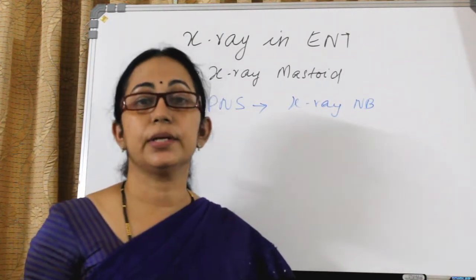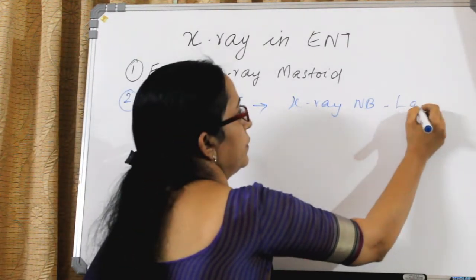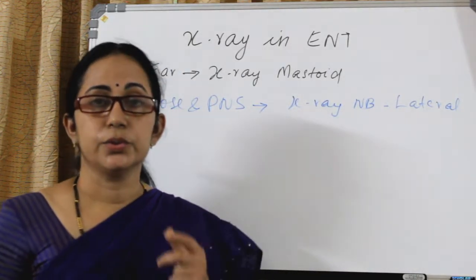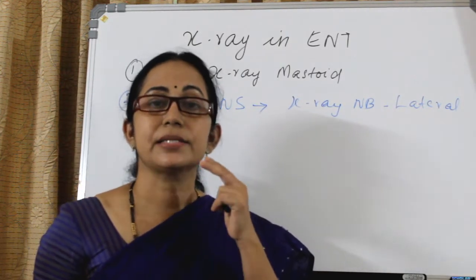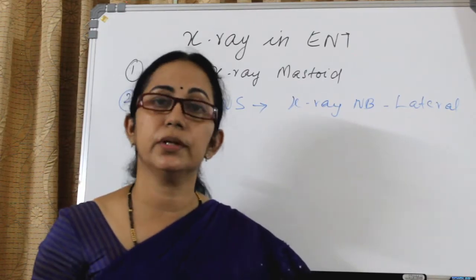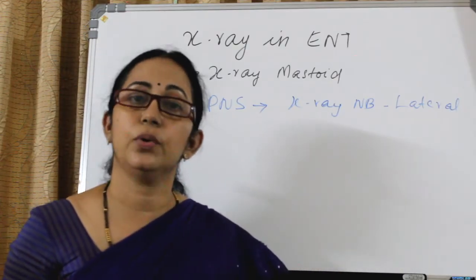X-ray nasal bone is usually a lateral view. Plain X-ray nasal bone, lateral view. We take both right lateral and left lateral. So if there is a fracture, you can see the fracture line, and also elevation or depression of the fracture segments are very clearly seen in plain X-ray nasal bone lateral view.